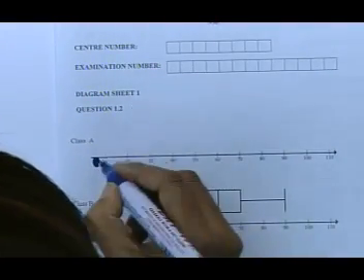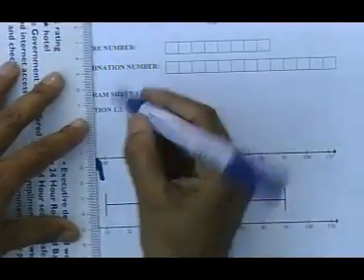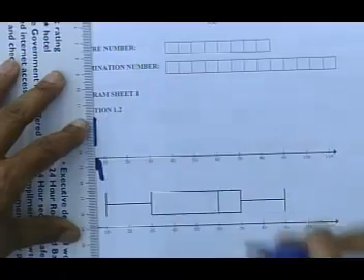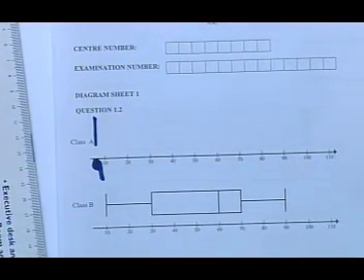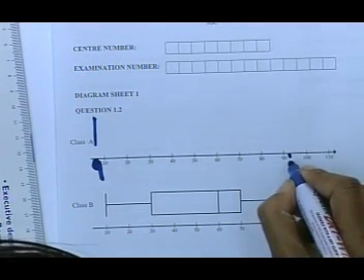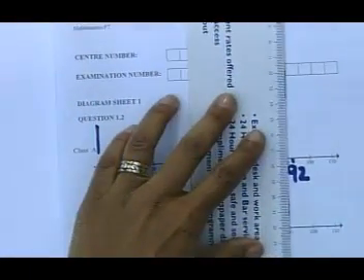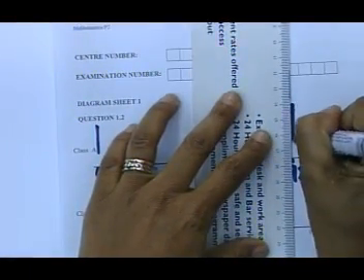There's my 9. I'm just going to draw a little line to show the examiner that is my minimum score. What was my maximum score again? It was 92. Go to your sheet. There's 92 more or less. You don't have to be so accurate. And you draw a line there and you have your maximum score there.